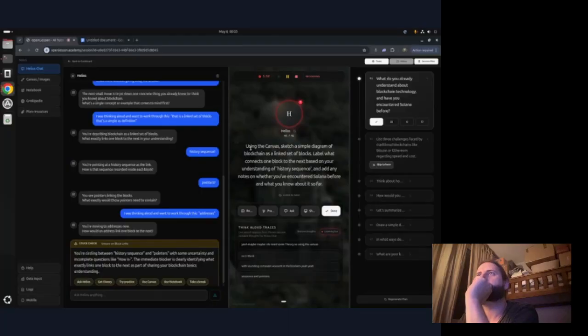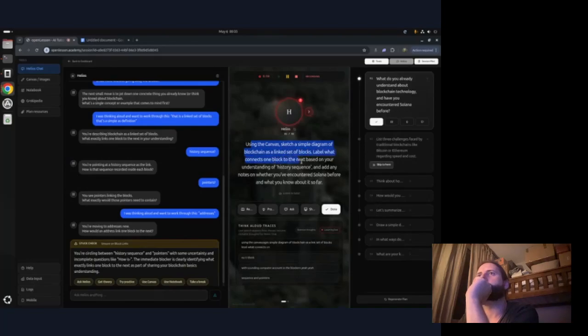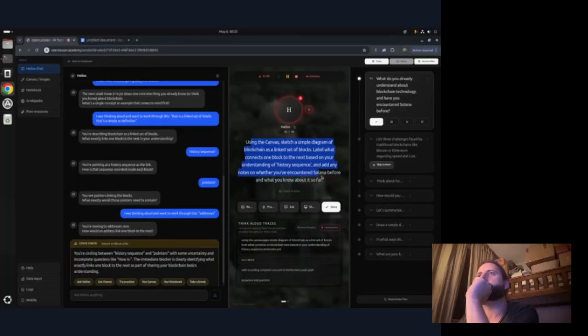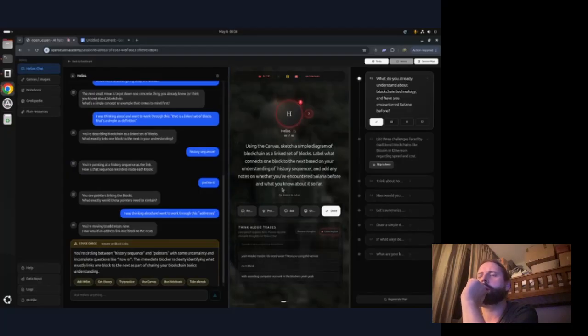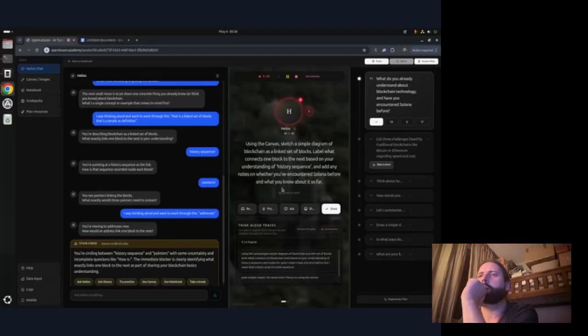So using the canvas, sketch a simple diagram of blockchain as a linked set of blocks. Label what connects one block to the next based on your understanding of history sequence, and add notes on where you've seen Solana before. Yeah, I mean, I have seen Solana before, but that's what it is, a linked list of blocks, right?